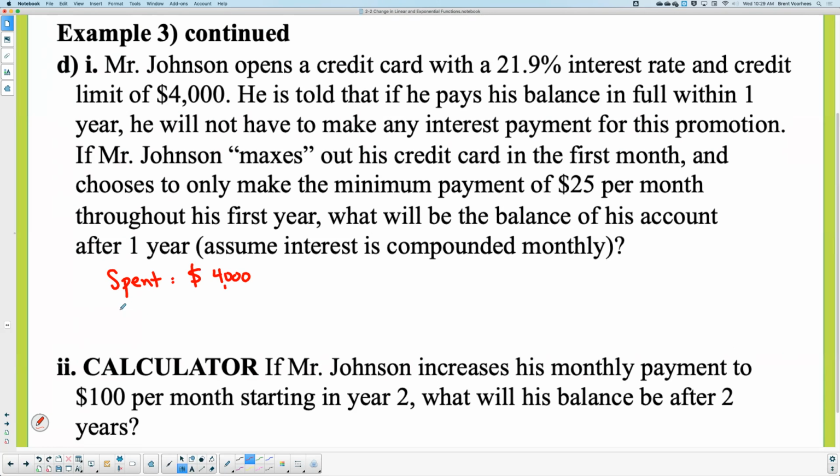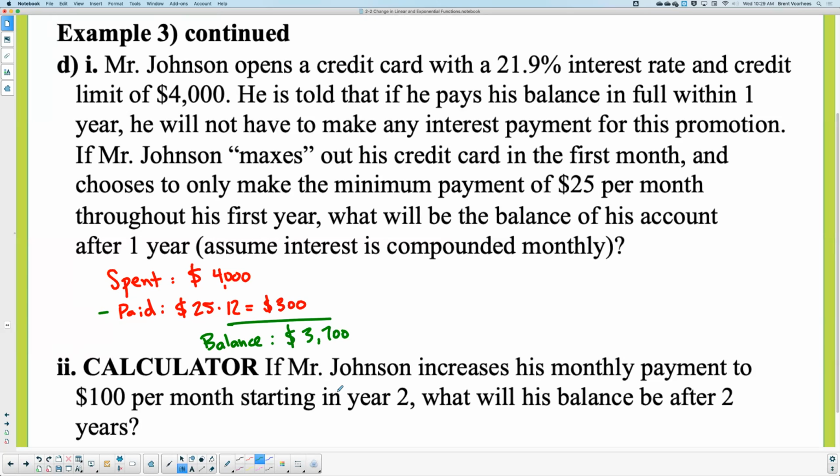Now, how much did he pay? 25 each month for his first year. 25 times how many months are there? What is that? $300. He pays 300. So what's his balance? So balance would be $3,700. You take the 4,000, you subtract what you paid. Spent minus paid equals your balance. So you have a balance of 3,700.